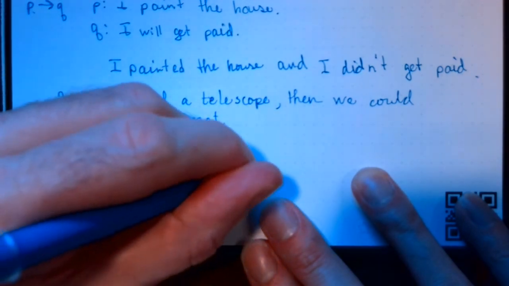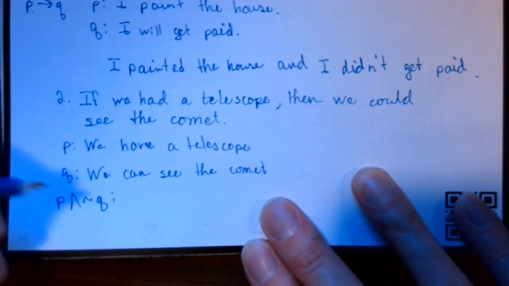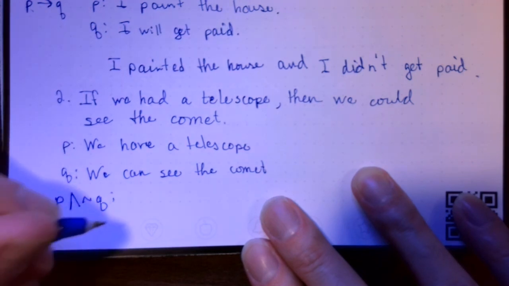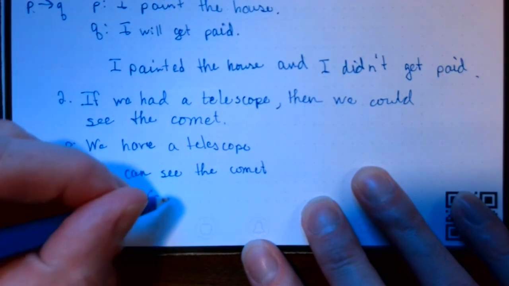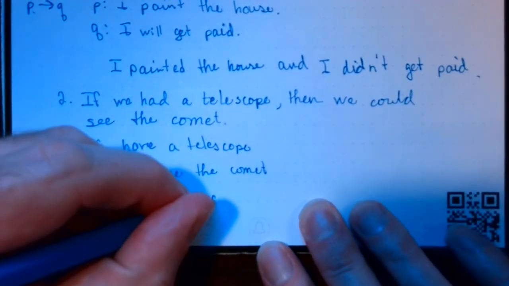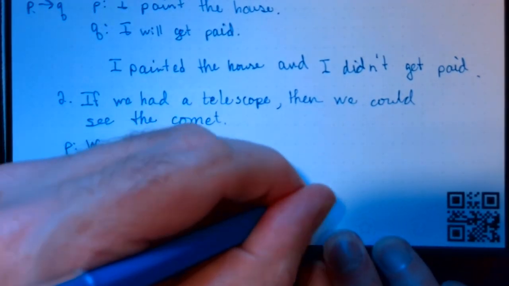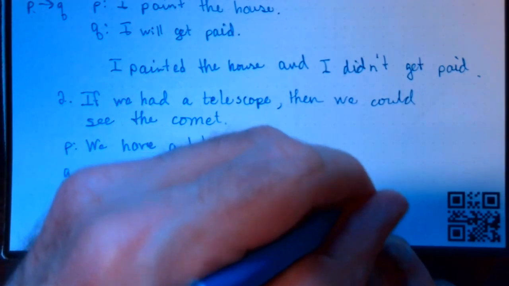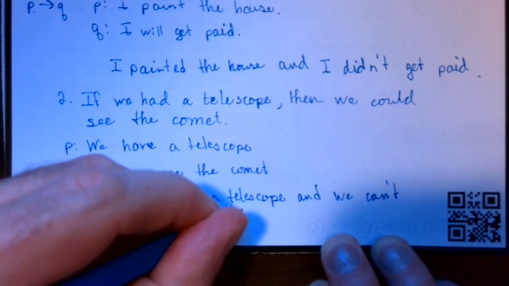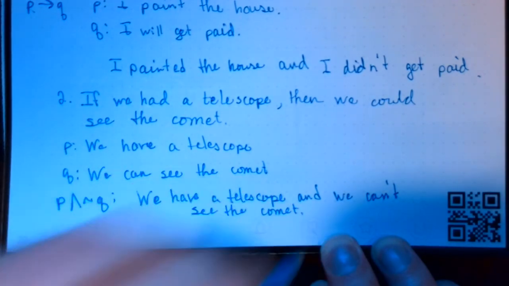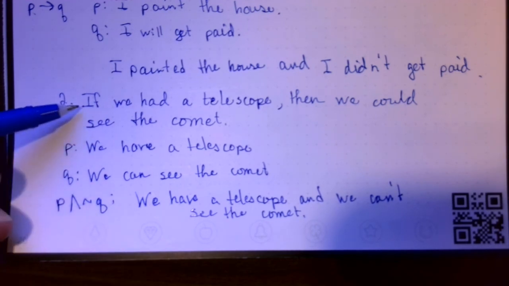Now remember, we're looking for P and not Q. If we're talking about the negation, we use P and not Q. And that, of course, is we have a telescope and we can't see the comet. Okay, so that statement right here is the negation of this one up here.